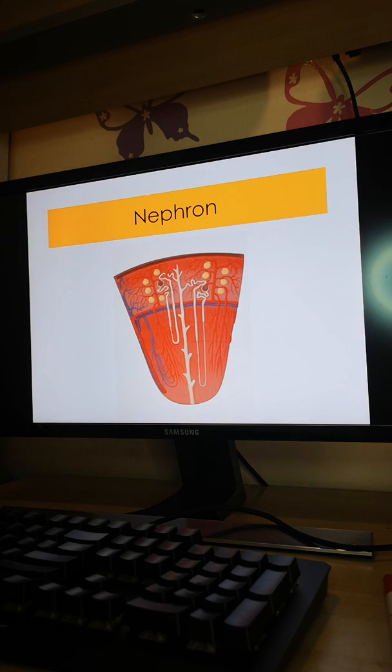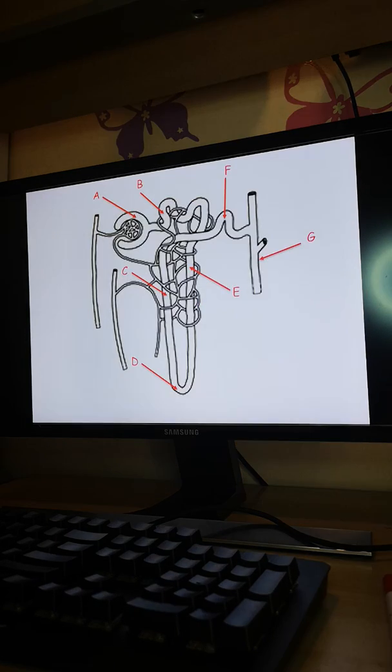Okay, so you've got another task now. I'd like you to have a look at that picture, that nephron picture, in your keynotes, the labels. And I've got a slightly different diagram here, and I would like you to identify A, B, C, D, E, F, and G from your diagram. So stop here and have a go. Use your keynotes.